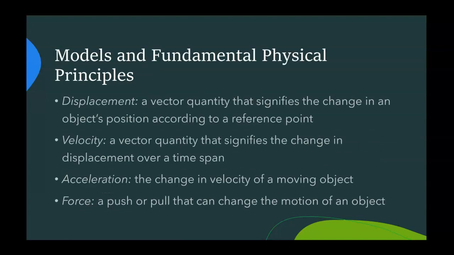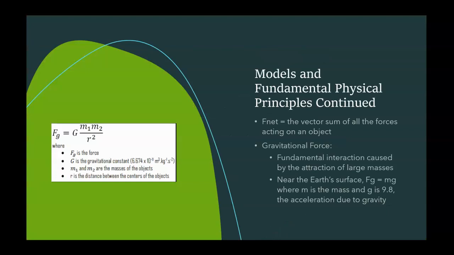Before progressing further, one should become cognizant of a few physics concepts. Displacement is a vector quantity that signifies the change in an object's position according to a reference point. Velocity is the vector quantity that signifies the change in displacement over time. Acceleration is the change in velocity of the object. And force is the push or pull that causes the object to change positions and have motion. In this experiment, we'll be studying the net force of an object, where the net force is the vector sum of all the constituent forces acting on this object.